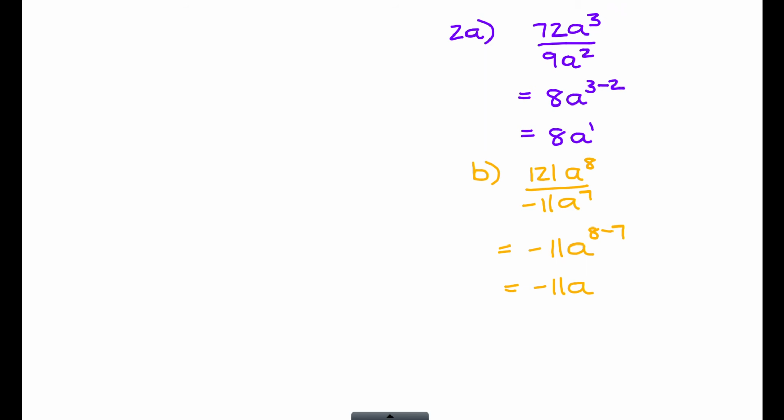Okay? Right, at B, 121 over minus 11 gives me negative 11. And then A to the power of 8 divided by A to the power of 7 means that my bases are the same and we are dividing. So what I do is I subtract the exponents. So A to the power of 8 minus 7. Okay, and that gives me minus 11A, or actually minus 11A to the power of 1.